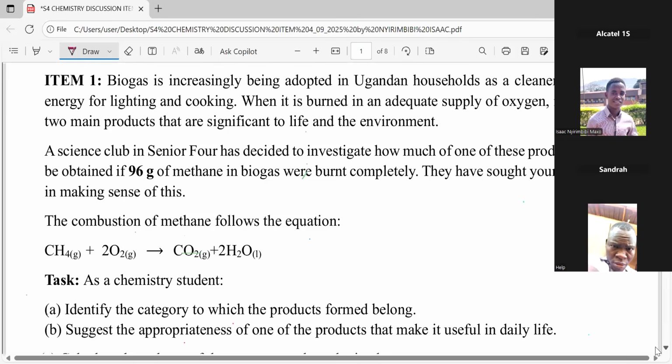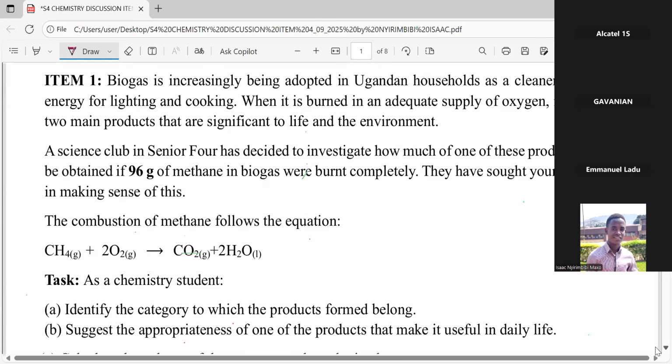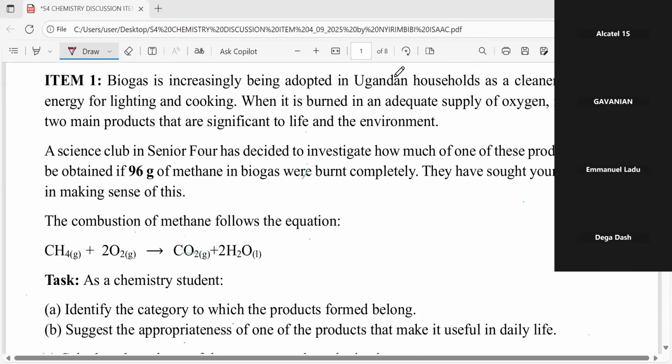Part A is talking about the category of products formed. Part B is talking about the appropriateness of one of the products. So I'm going to request one person to raise the hand. You read for us the scenario, and then another person will tell us the category, part A. Another person will tell us for part B. Okay, good. I'm seeing very many people raising up the hands. That is good. Let me allow this first person, Gavanian. Gavanian, you unmute and read for us the scenario.